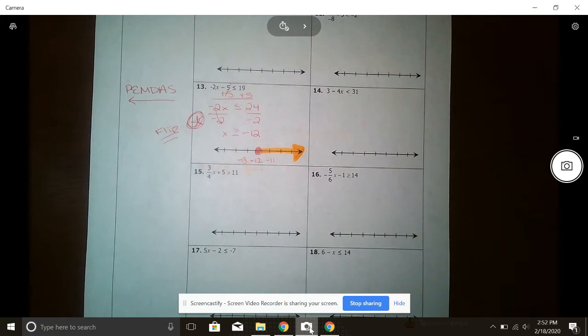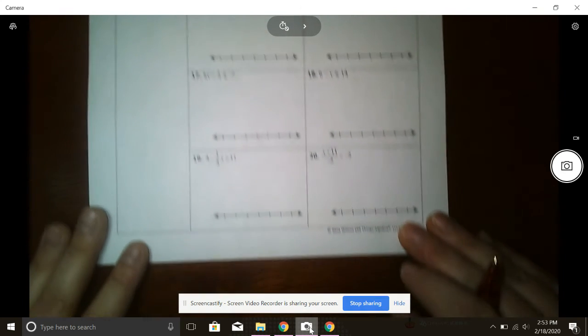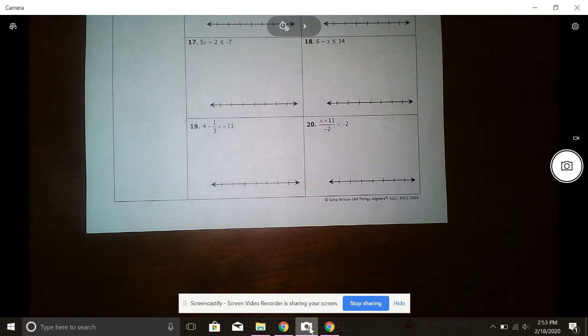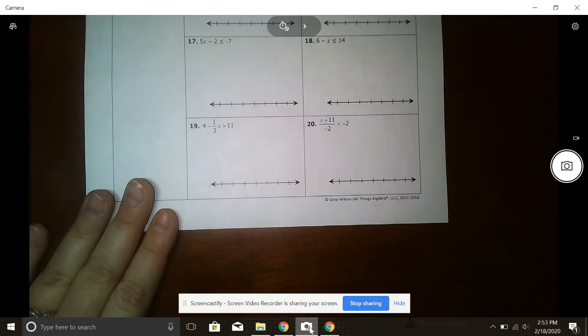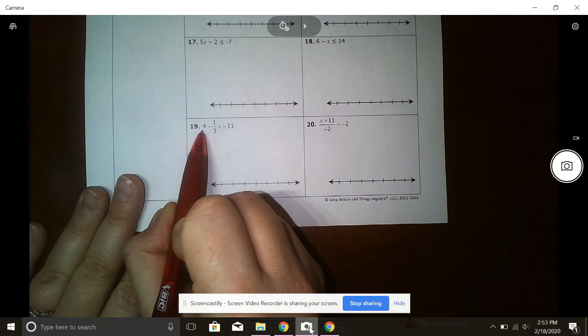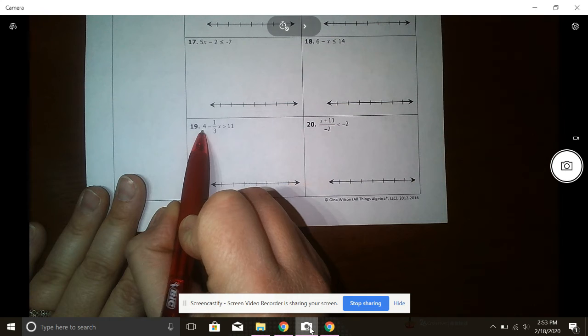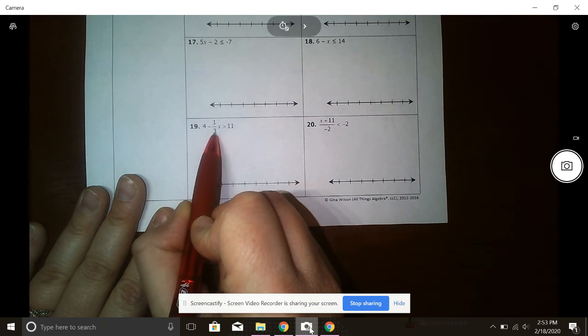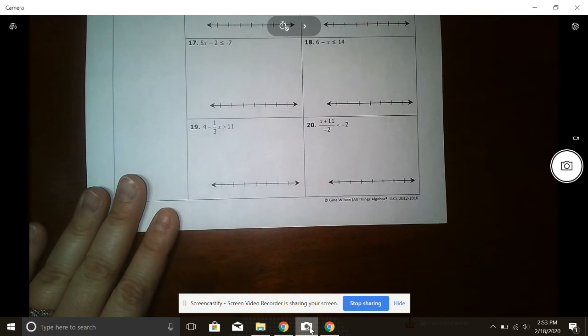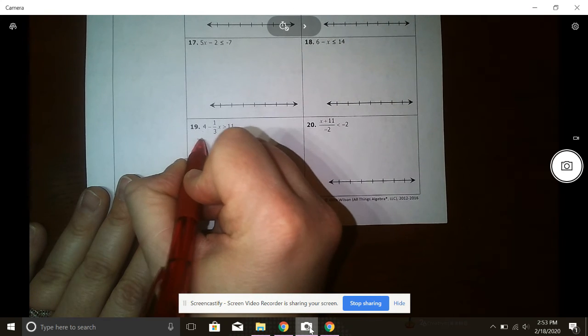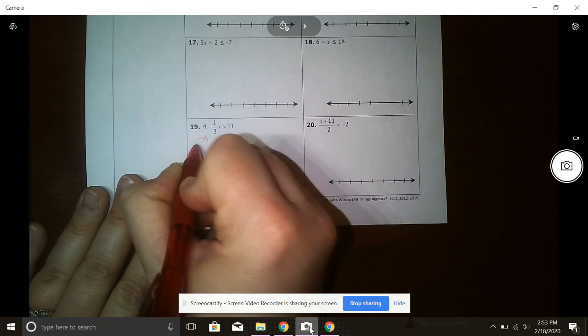Let's do one more example. Let's try number 19, one of the toughest on the page. Don't be scared of that fraction in there. I'll remind you of what to do. First things first, this 4 is not attached to the x, so it's an addition. This negative 1/3 is attached to the x, so it's a multiplier. I need to get rid of addition first, so I'm going to subtract 4 from both sides.